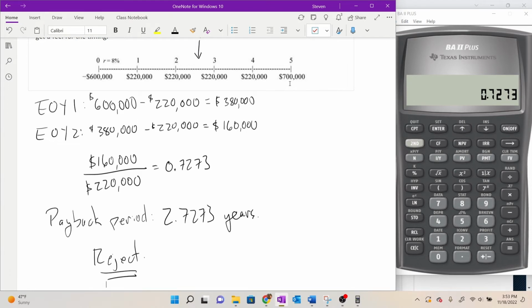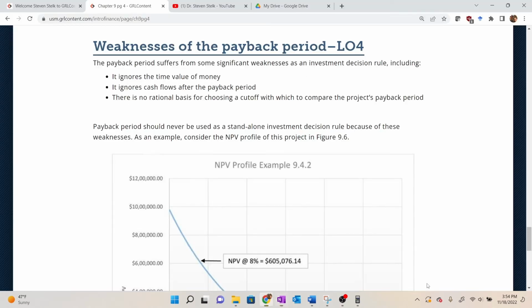We're probably going to want to accept it. At least that's what our intuition would say, just looking at the timeline. And yet we're going to reject it based on this payback rule. So what is going on here? Well, it turns out there are some important weaknesses of the payback period.